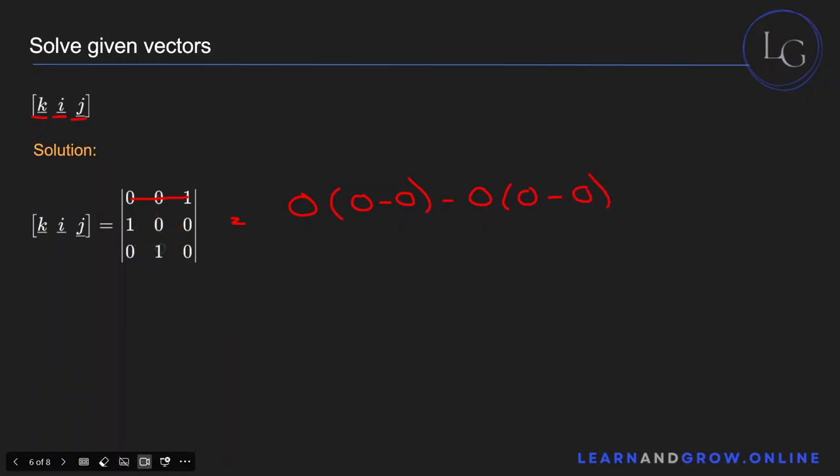So now the third one, you take this 1 over here, right? So you write down plus 1, cancel out its column, you cancel out its row, you multiply this one and this one, so that gives you 1, and then from that you subtract 0 into 0, that gives you 0. So this equals to 0, this equals to 0, and this equals to 1. So the resultant of the scalar triple product of k, i and j is obviously 1, right?